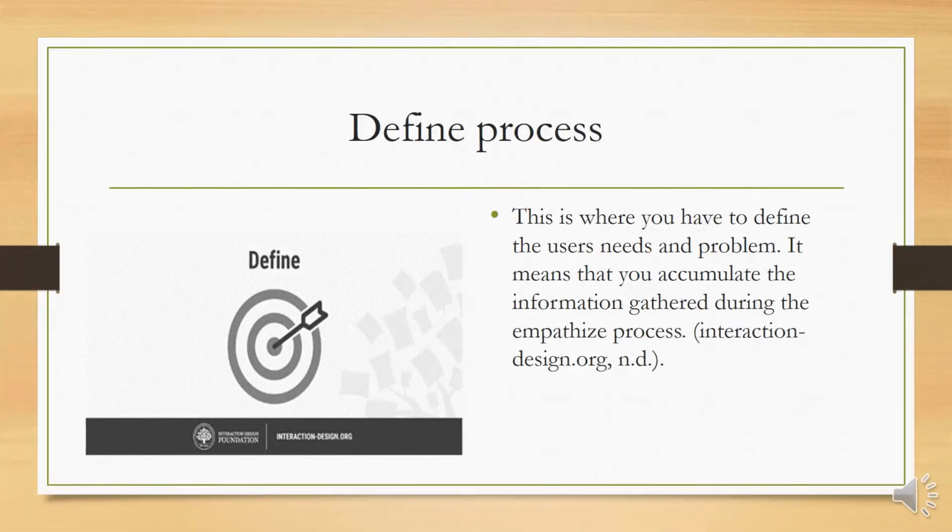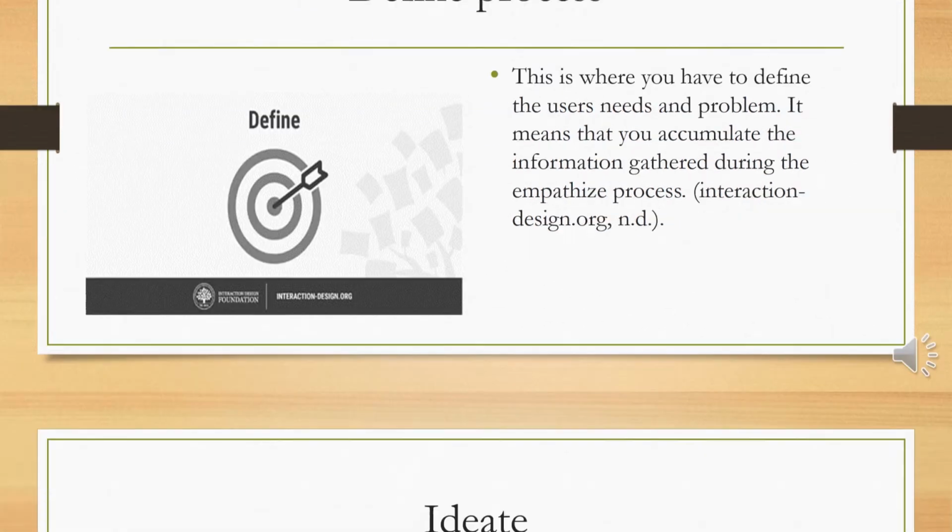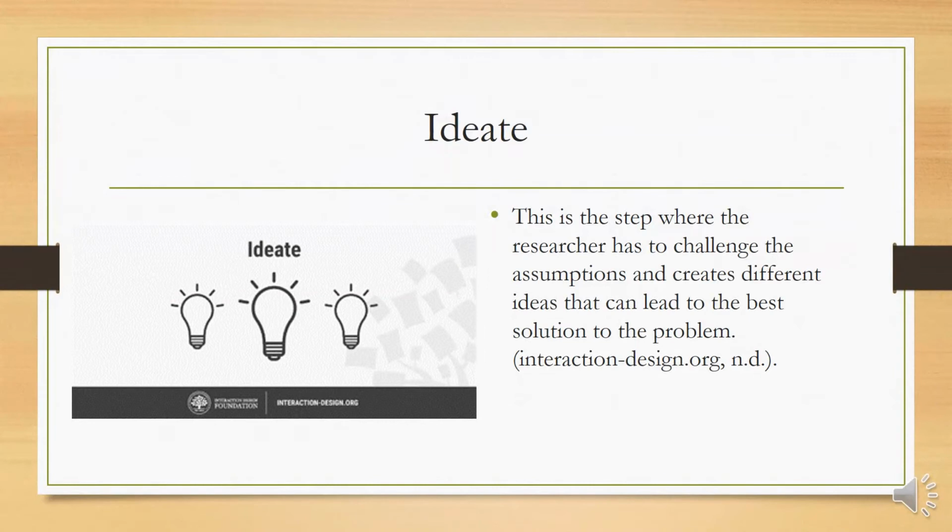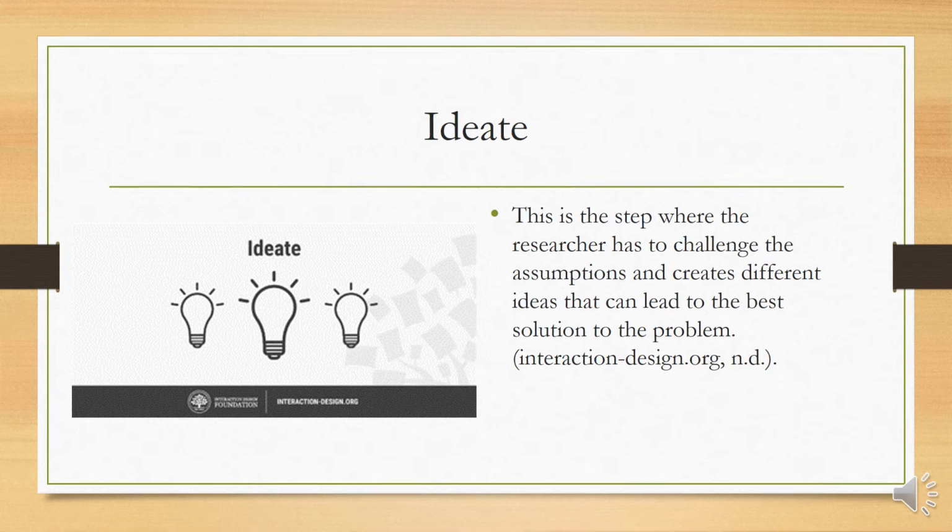The second step is the define process. This is where you have to define the user's needs and problem. It means that you accumulate the information gathered during the empathize process. The third step is ideate. This is the step where the researcher has to challenge the assumptions and create different ideas that can lead to the best solution to the problem.